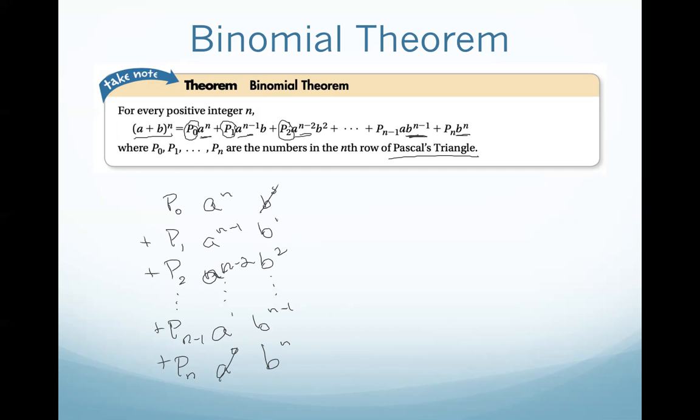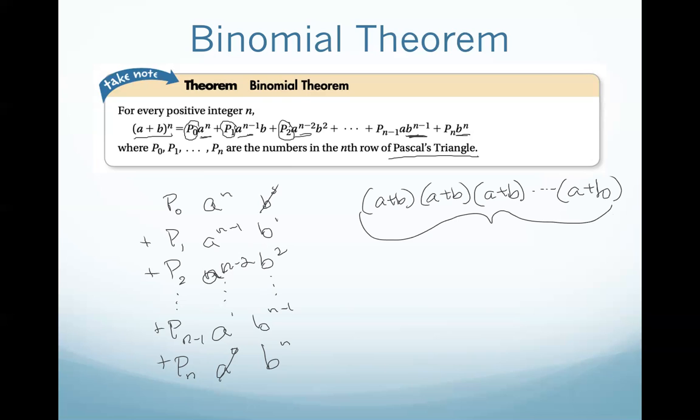That prevents us from having to multiply a plus b times a plus b times a plus b times all the way until we have n of them. That would be a lot of distributing, right? And then a lot of collecting like terms.